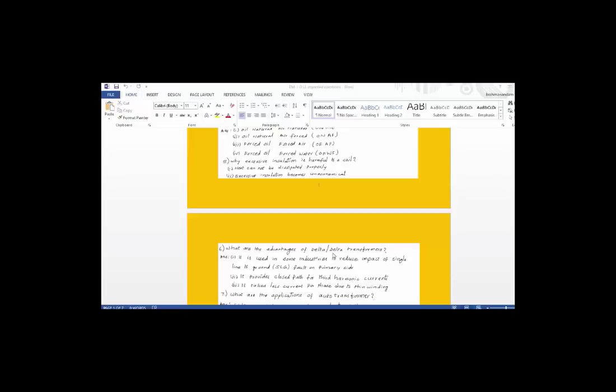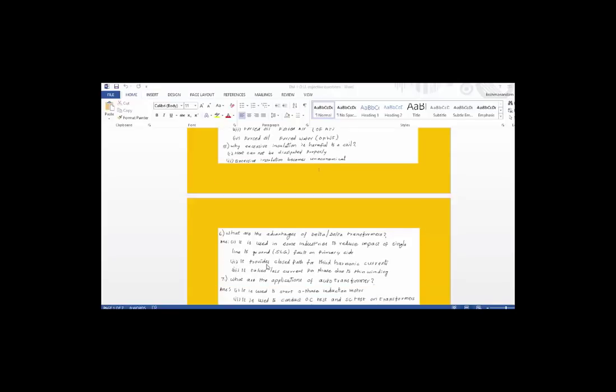Next, sixth question. What are the advantages of delta-delta transformer? Answer. It is used in some industries to reduce the impact of single line to ground fault, that is SLG, on primary side. Second point, it provides closed path for third harmonic currents. Third point, it takes less current per phase due to thin winding.